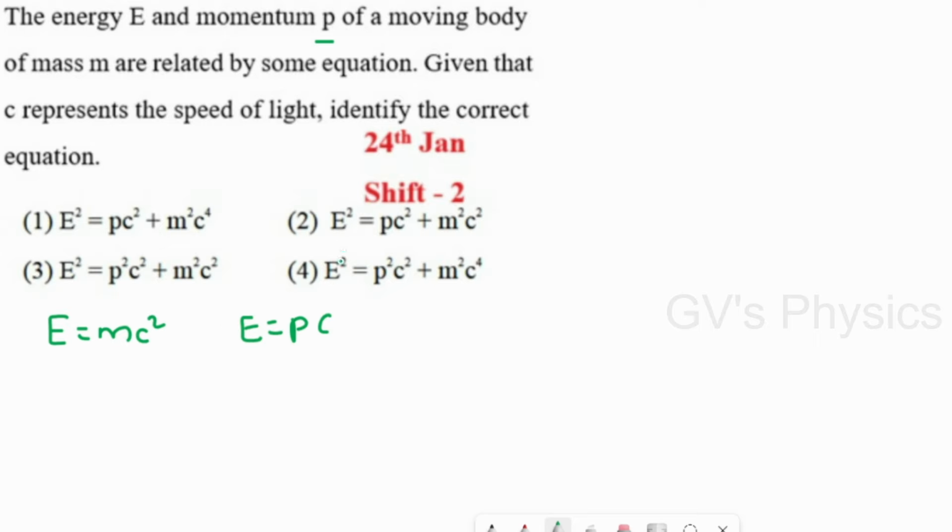All the equations are in the form of E square. So E square is equal to, this will become m square and this will become c power 4. And here also it will be E square is equal to p square and c square. So using this format, we can check the formula. You can see option number 4, E square is equal to p square c square plus m square c power 4. And all the three terms will have the same dimension. So option 4 is the right answer.